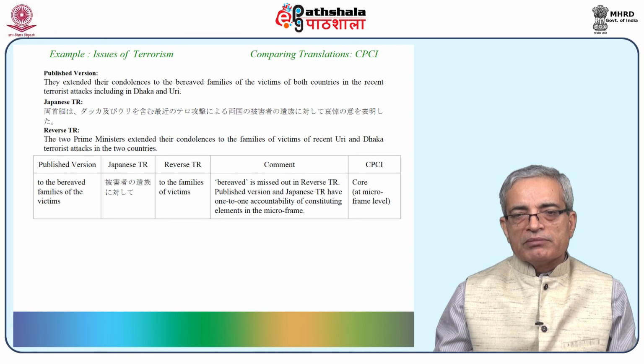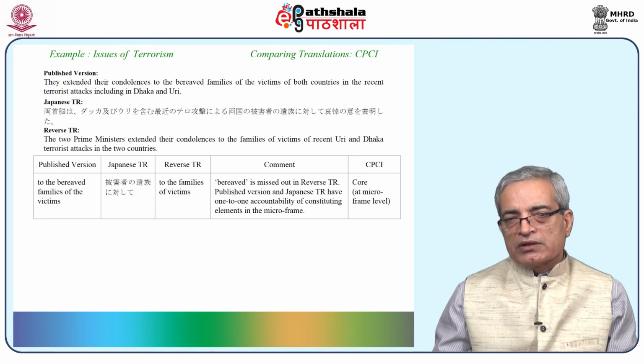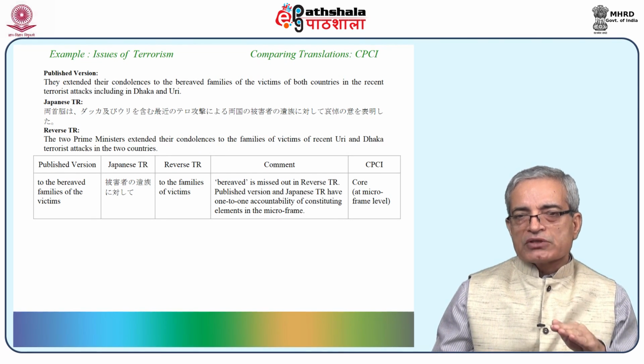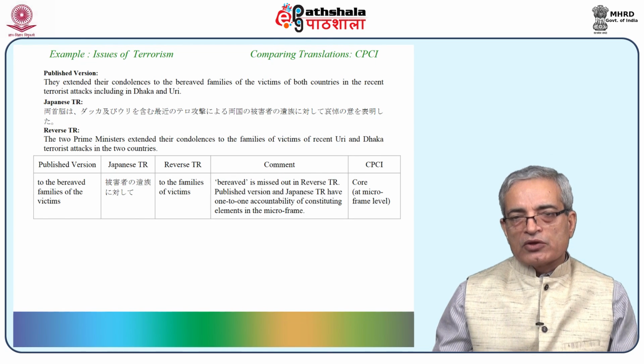So one-to-one accountability is an issue for each. Each element could have been confirmed for its equivalence availability, to check whether accountability is complete or not. But the published version to Japanese translation is correct at microframe level.